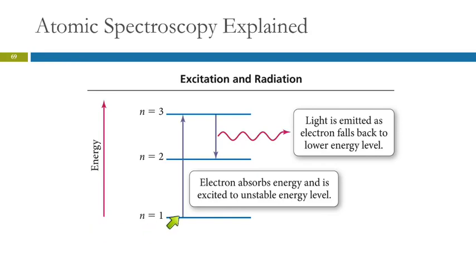Anyway, if we excite an electron from n equals 1 up to n equals 3 by zapping it with electricity, perhaps, giving it energy, it goes up here. It can't stay up there. It will eventually come down. Maybe it'll come down to n equals 2. It's losing energy when it does that. That energy has to go somewhere. The energy is released, and it's released as a photon of light, and the energy of that photon corresponds to the energy difference between these two levels.